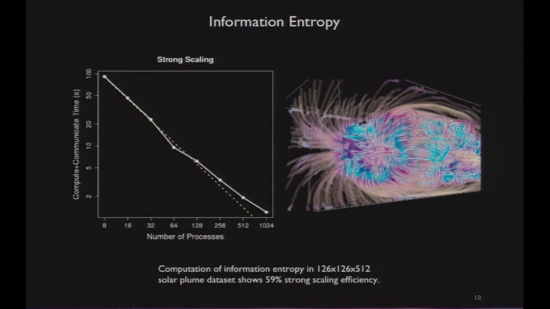In this next example, we took a much smaller data set, 126 by 126 by 512, ran this out to only 1,000 processes, but had very good strong scaling for an information entropy application. This is converting a raw volumetric data set to its Shannon's entropy, basically computing the information entropy at each voxel within the data set, and then rendering it, then coloring it, right? But the computation of the entropy is what is being plotted in the performance graphs, right?